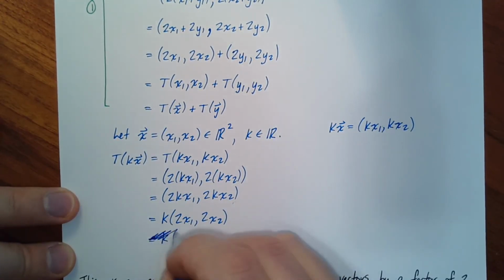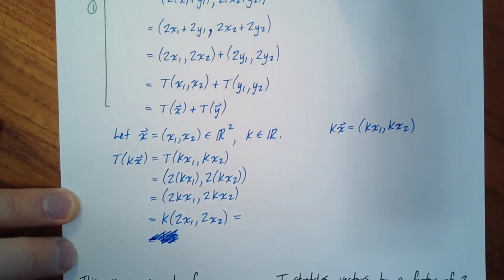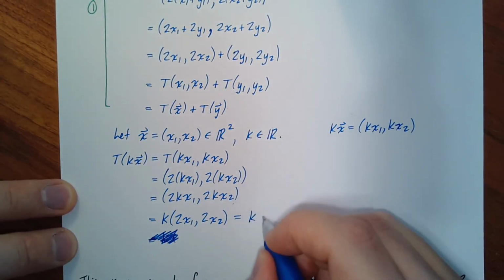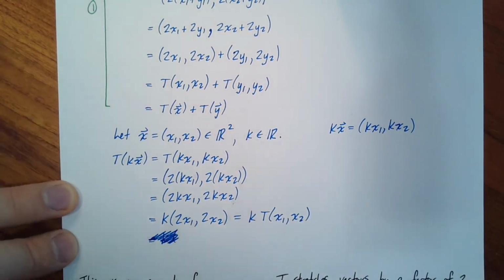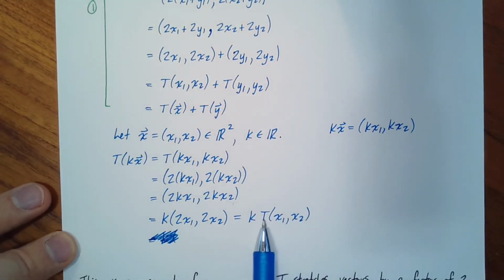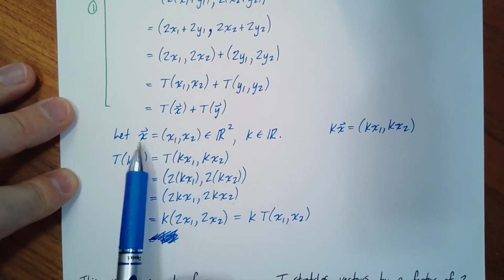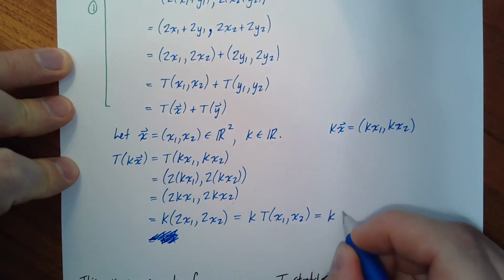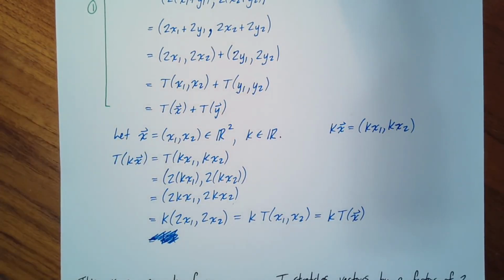oops, I put the bracket in the wrong place. How about I just work this way, because I'm kind of running out of space anyway. I'll just work to the right now for the rest of this, because there's only 2 more steps. We'll have k times t of x1, x2. And then t of x1, x2, that's just another way to write t of x, because x1, x2 is really just the vector x. So we could just rewrite this more compactly as k times t of x, which is exactly what we wanted here. That's what we're supposed to end up with.